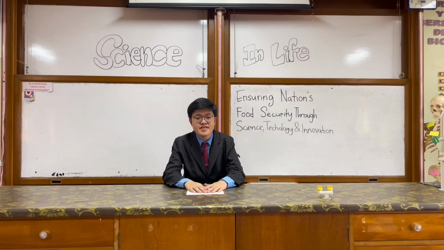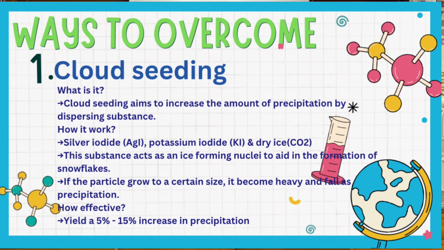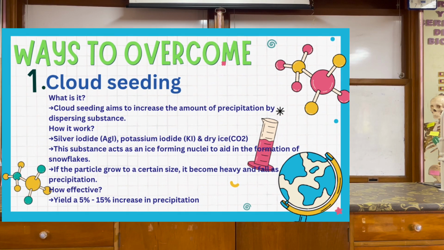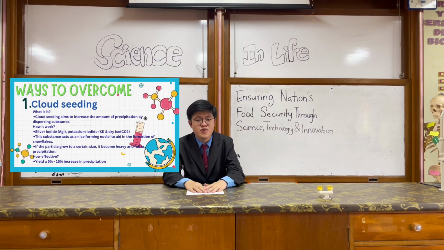To overcome food insecurity due to drought, we can use the technology of cloud seeding. Cloud seeding aims to increase the amount of precipitation by dispersing substances. This substance is an isoamine nuclide to aid in the formation of sulfates. If the particle grows to a certain size, it becomes heavy and falls as precipitation. Experts say cloud seeding yields a 5 to 15% increase in precipitation.